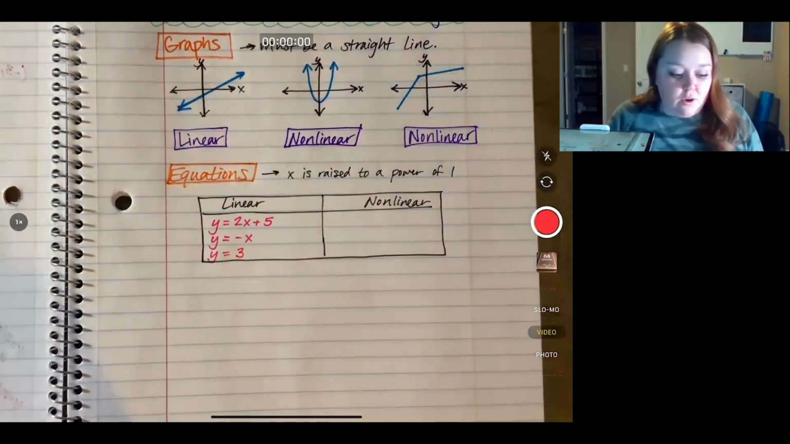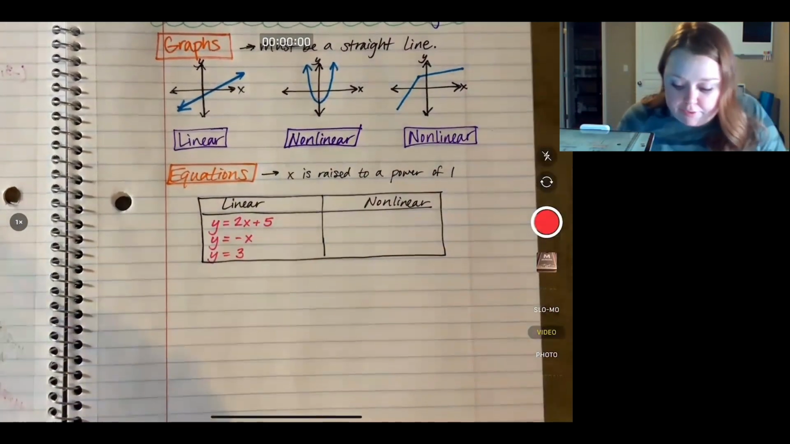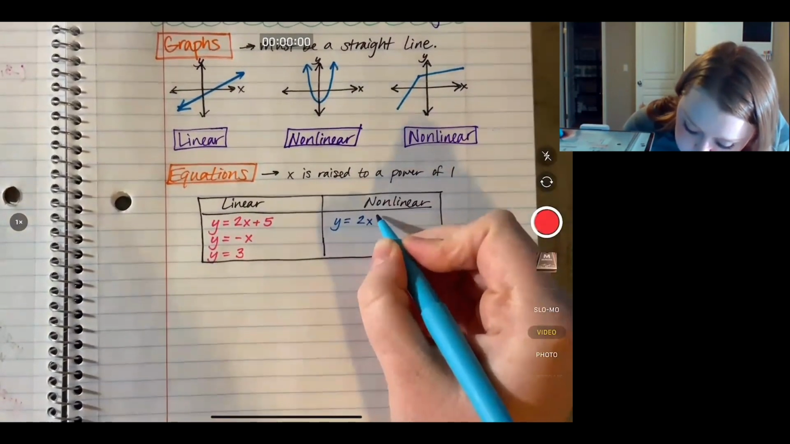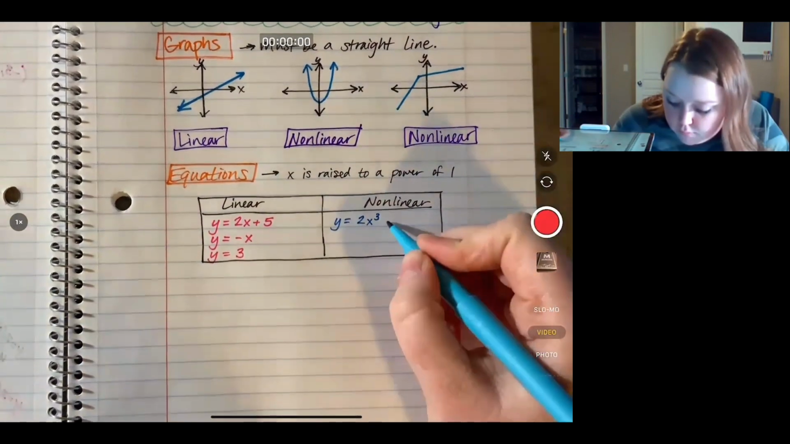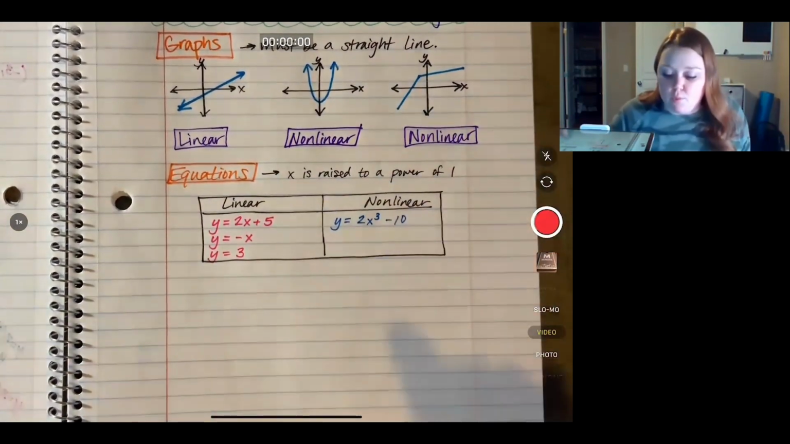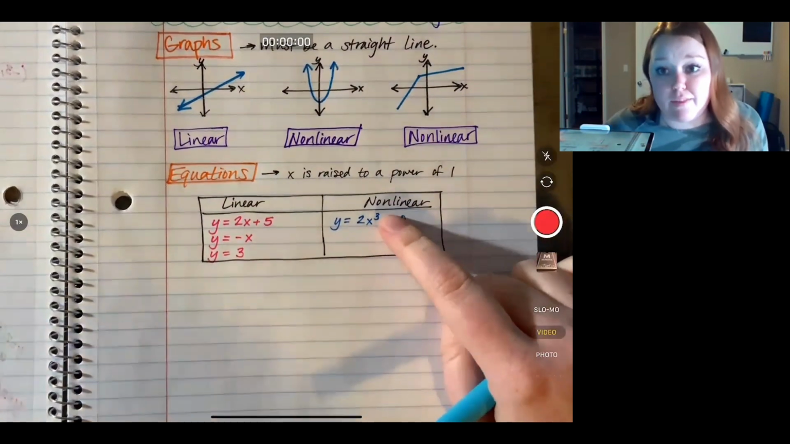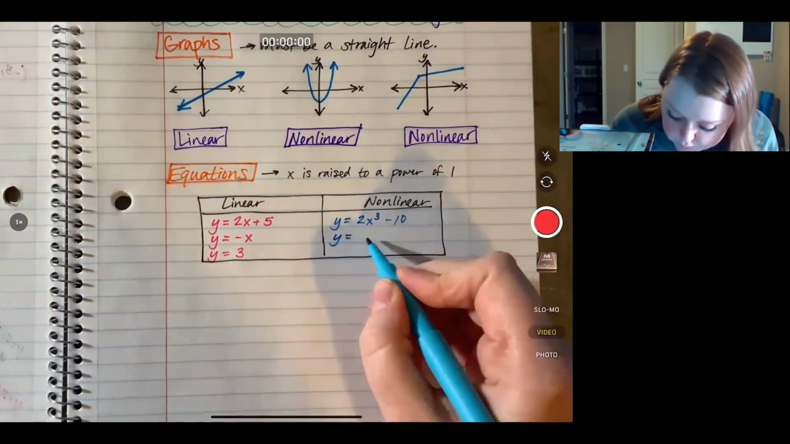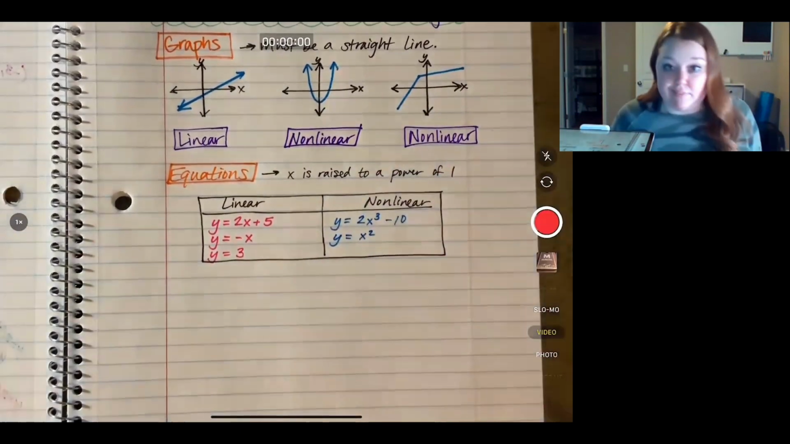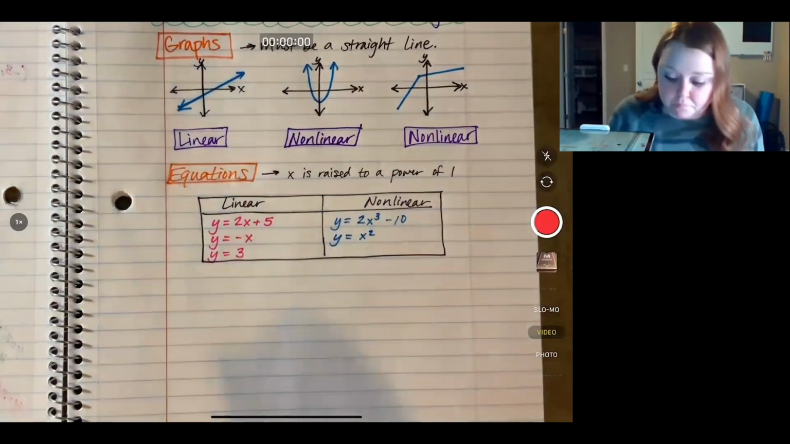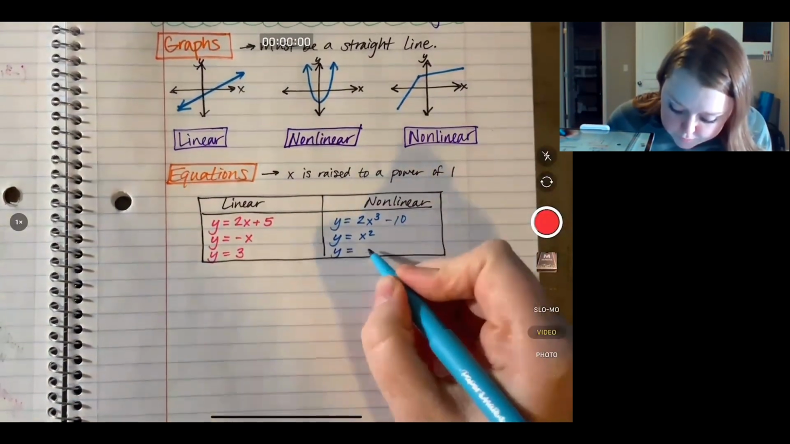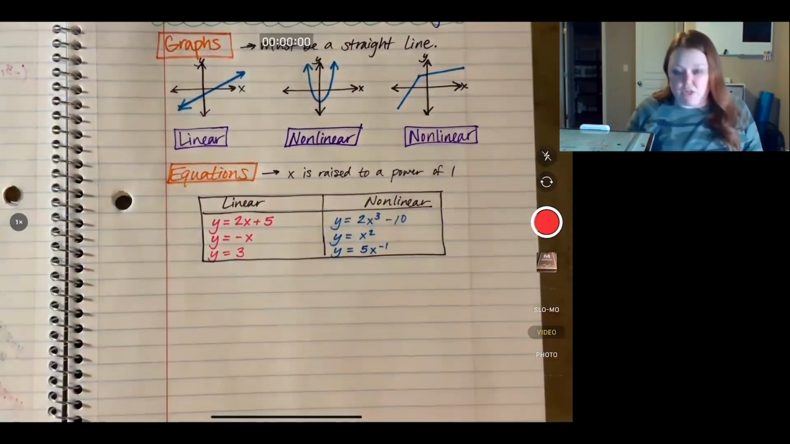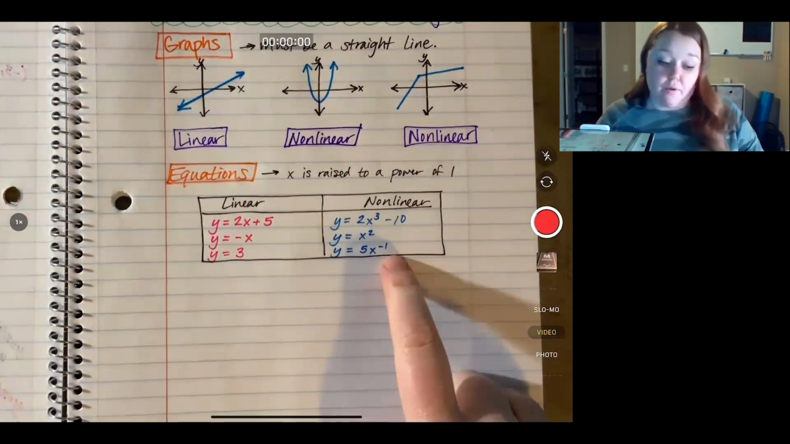Okay. Now, nonlinear would be like if it was y equals 2x to the third power minus 10. You can even put that on there. Point is, your x is raised to some power that's not 1. Therefore, it makes it nonlinear. If you had y equals x squared, that would be nonlinear. It would be curved. If you had y equals 5x to the negative first power, that would be nonlinear because it's raised to a power that's not 1.